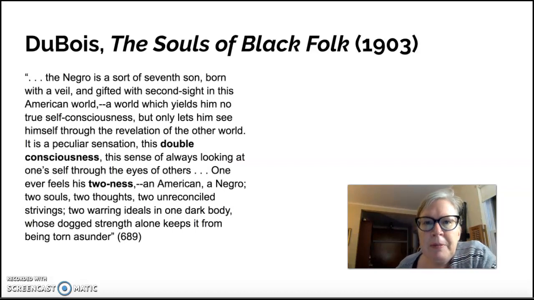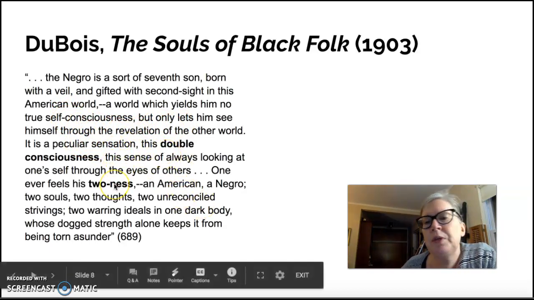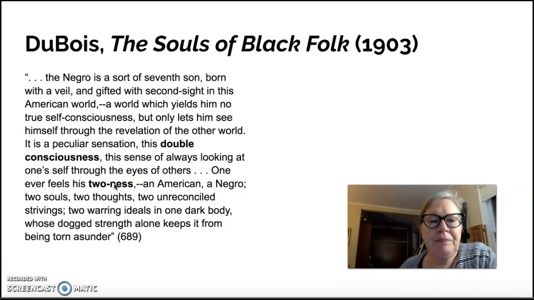The other thing I want you to remember about Du Bois is this idea of two-ness and the veil and double consciousness. You can pause the video and read over this passage here if you haven't already read it in the assigned excerpts. So this idea of a veil here, born with a veil that he's looking through, that he's covered by, that only lets him see himself through the revelation of the other world. He talks about this as a sense of double consciousness or a two-ness, an American and Negro, the sense of always looking at oneself through the eyes of others.